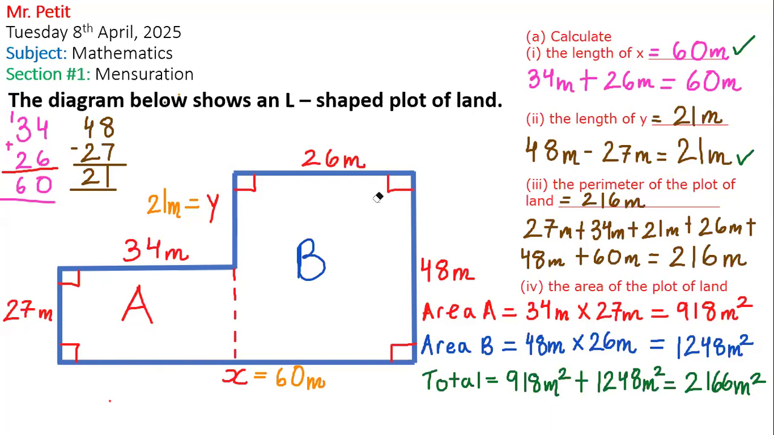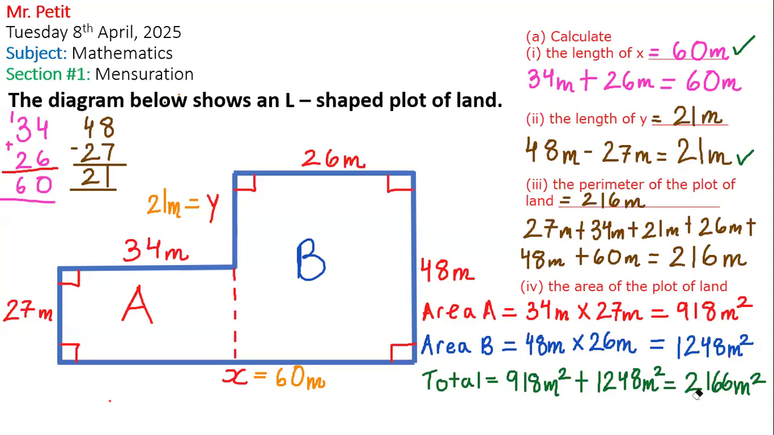And then what do we multiply? 26 times 48, that gives us the area of what? B. Area of B. What are we going to do with those areas? Then we're going to add them together to get the total. Very good. We add them together, and the total is 2,166 meters squared. All right, and that's how we get that.